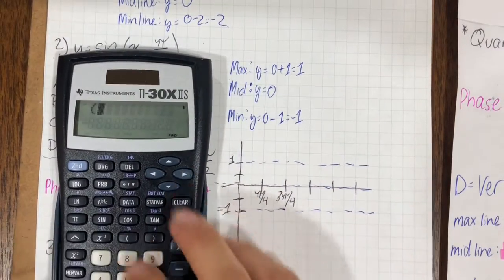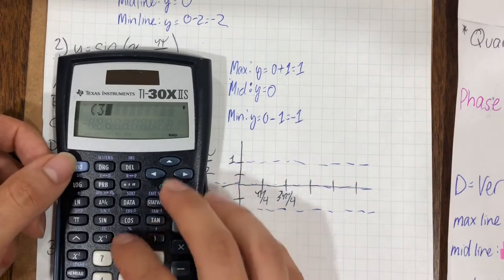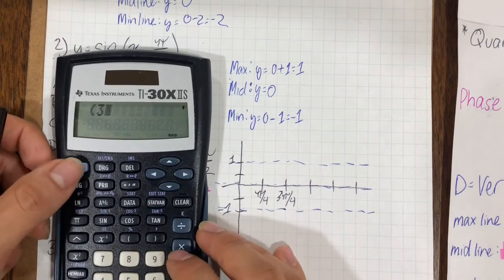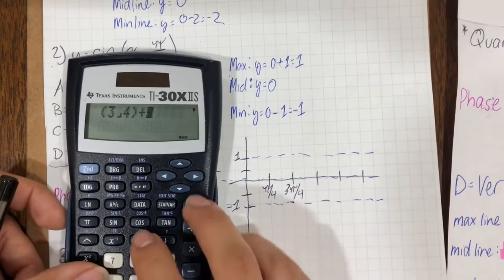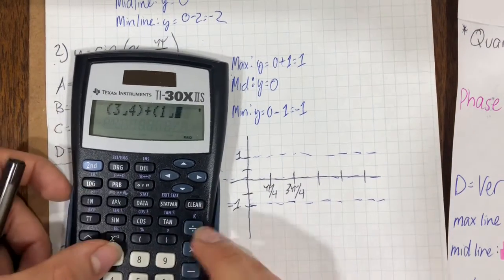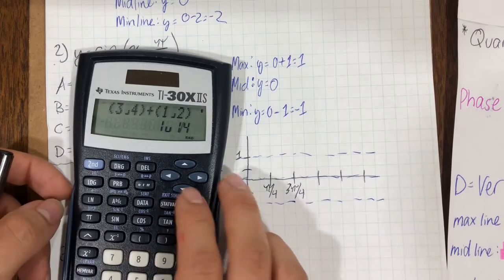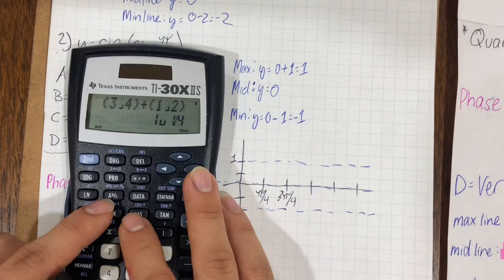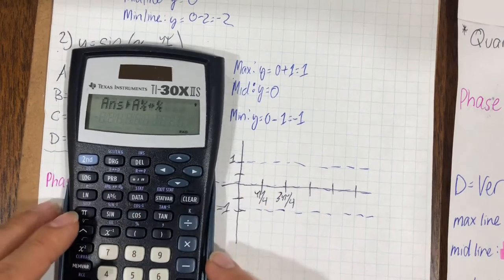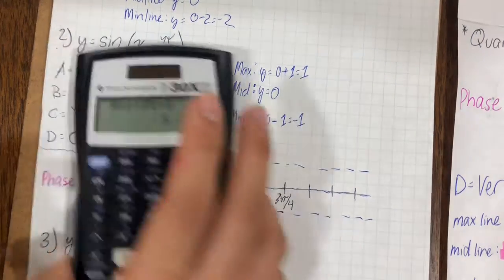So I have 3/4. I'm not going to use the pi, I'm just going to use the number. So 3/4 plus 1/2. I'm going to write it as an improper fraction, so I hit second and then ABC to DE. I get 5 pi over 4.